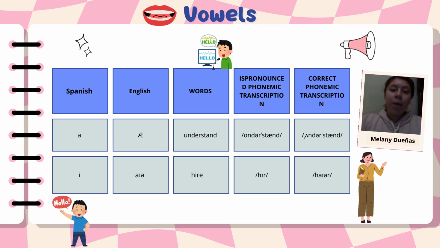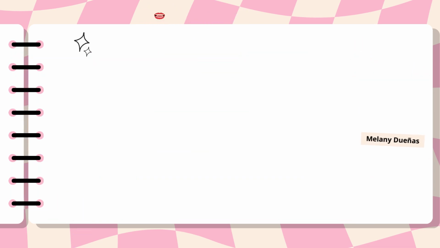Lastly, the word higher is sometimes incorrectly pronounced. The right way to say it is higher. This concludes our presentation on fricative, affricate and vowel sounds in English and Spanish. As we have seen, mastering the correct pronunciation of these sounds is essential for effective communication in English. Thank you for your attention.